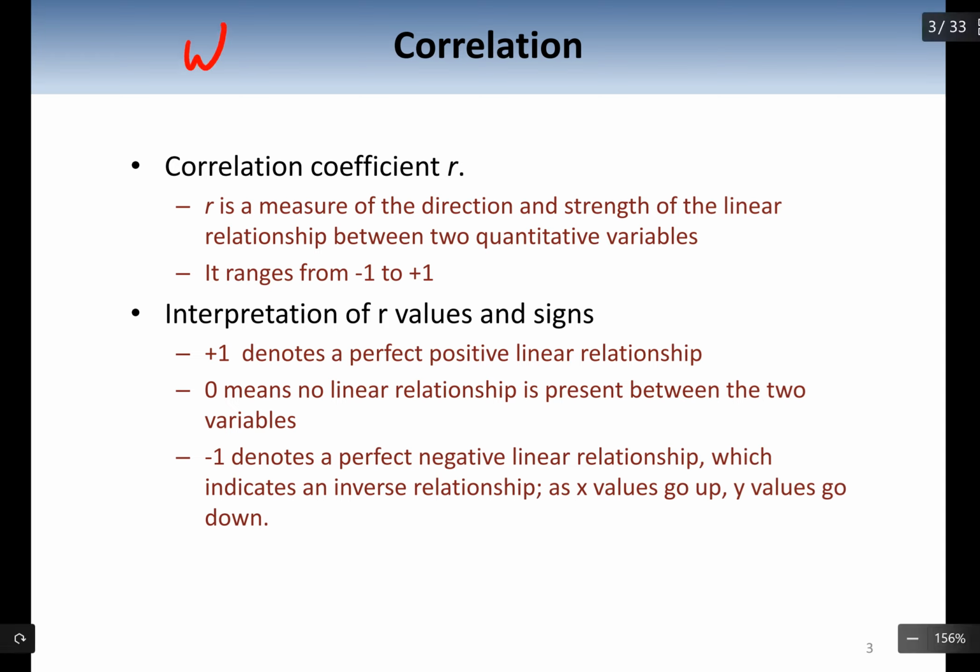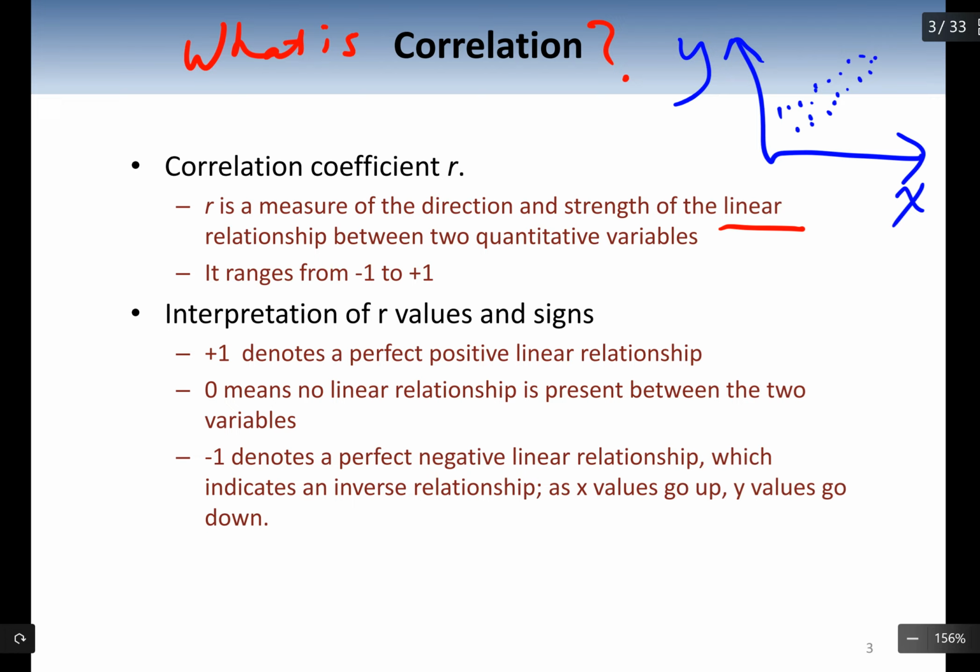Okay, so what is correlation? In statistics, correlation is a measure of the direction and strength of the linear relationship between two quantitative variables. So let's say we have a scatter plot and our two quantitative variables are x and y. Then we can observe the relationship between the two.